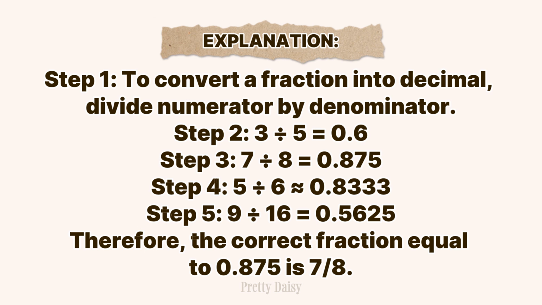Step 1. To convert a fraction into a decimal, divide the numerator by the denominator. Step 2. 3 divided by 5 equals 0.6. Step 3. 7 divided by 8 equals 0.875. Step 4. 5 divided by 6 is approximately 0.8333. Step 5. 9 divided by 16 equals 0.5625. Therefore, the correct fraction equal to 0.875 is 7/8.